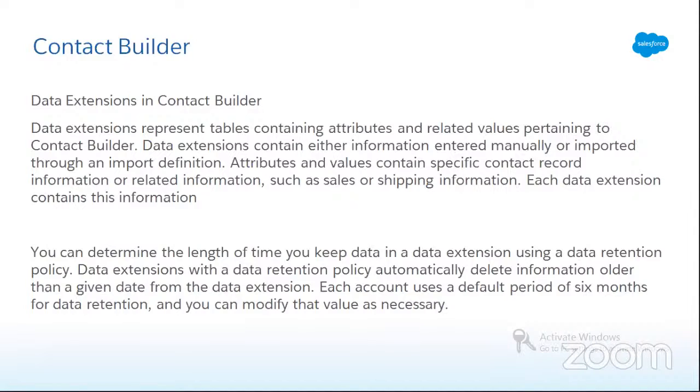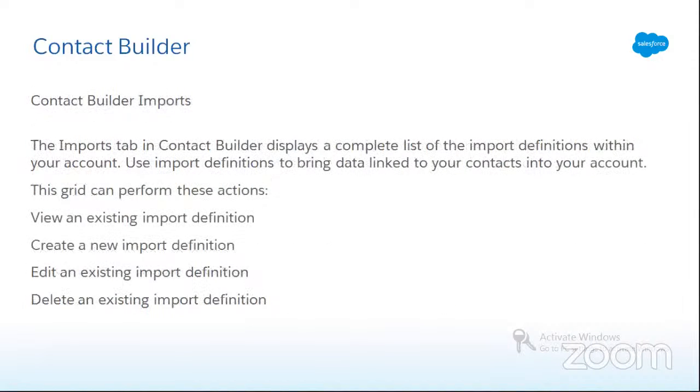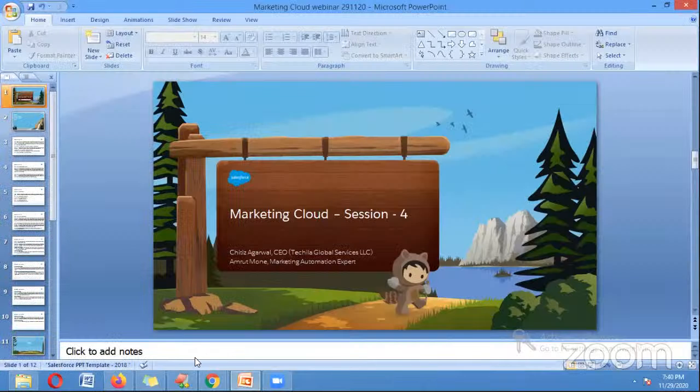By default, if a data extension is not used or accessed, it would be removed after 6 months. From the date of creation, if it is not used, it would be removed automatically. That is called the retention policy. We'll see that. And then there is something called Contact Builder imports. So let's move on.